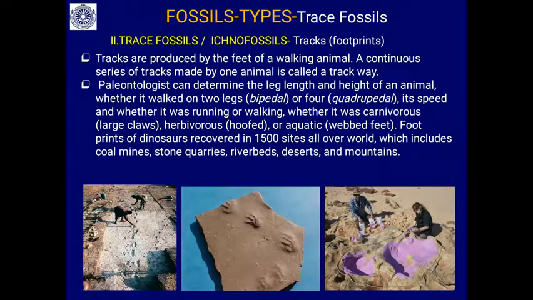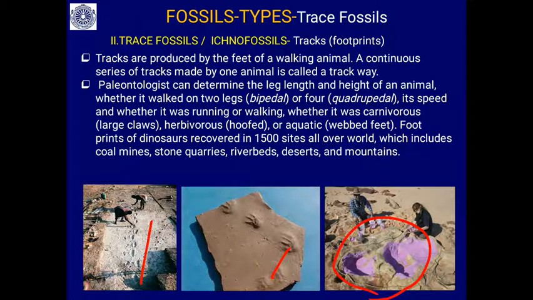Then the tracks, they are the footprints. Tracks are produced by the feet of a walking animal. A continuous series of tracks made by one animal is called a trackway. You can see these are the Homo erectus footprints. The Australopithecus. You can see these are the ancestors of the modern humans, their footprints in the sediments. Amphibian footprints on the sediment. You can see the largest, the dinosaur footprint, that they are exposing.